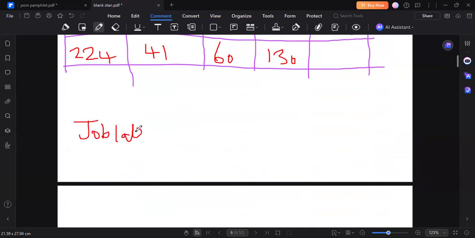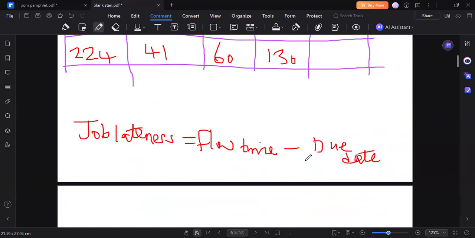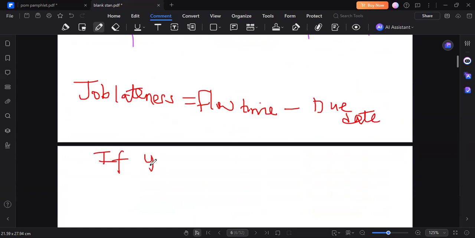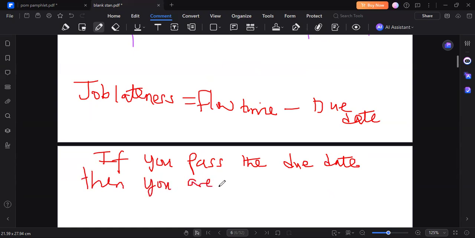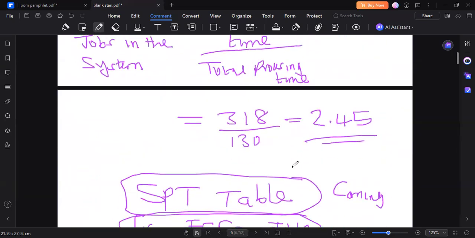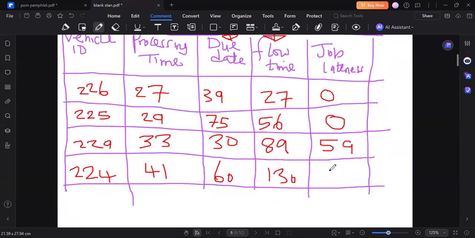Okay, so job lateness is simply flow time minus due date. If we pass the due date, we are late. If you pass the due date, then you are late. So here we didn't pass the due date, we are not late. So this one will be 70. Okay, so 59 plus 70 is 129.